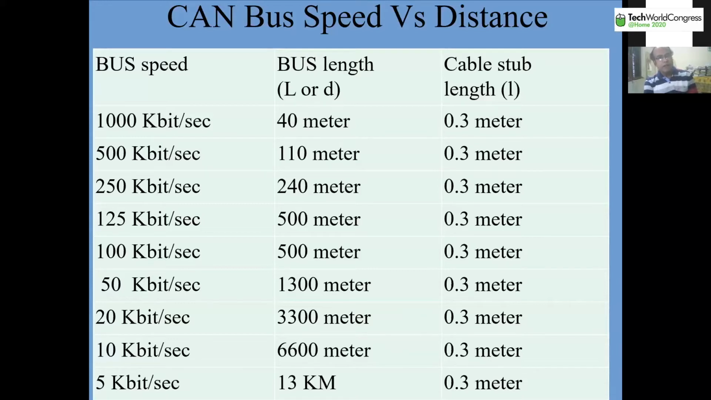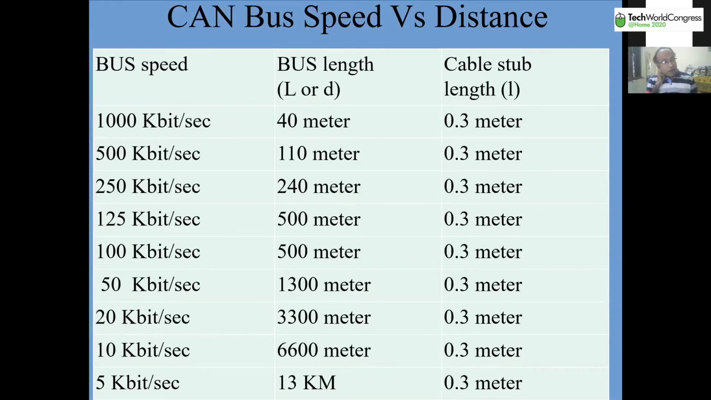See, if you run a CAN bus at 1000 kilobits per second, or 1 megabit per second, you can send your signal to a node or to a number of nodes up to a 40-meter distance only. Whereas if you go on reducing the speed, you see that the bus length is increased steadily. And finally, at 5 kilobits per second, you can increase the length between two CAN bus nodes as high as 13,000 meters.